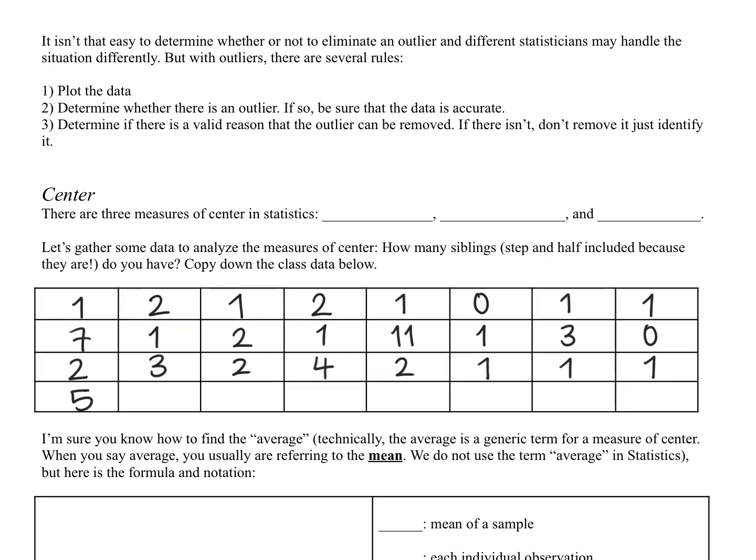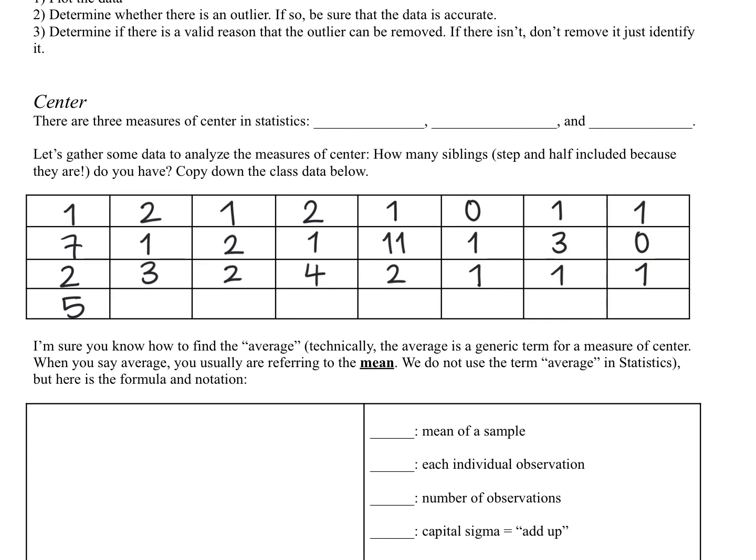So the next way we describe a distribution is with center. And there are 3 measures of center in statistics: mean, median, and mode. Just review: mean is average, median is middle, and mode is most. And we're going to refresh on how to calculate each of these, and then talk about when one of them is better to use in some situations than others.